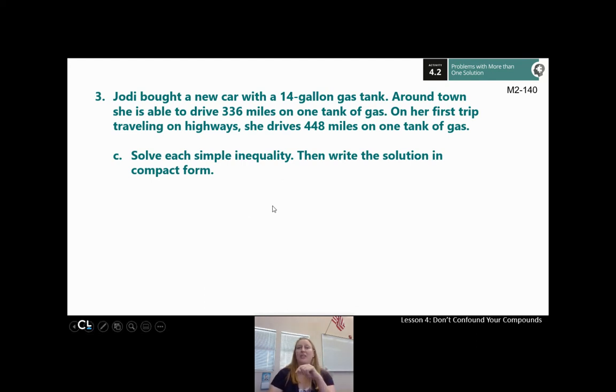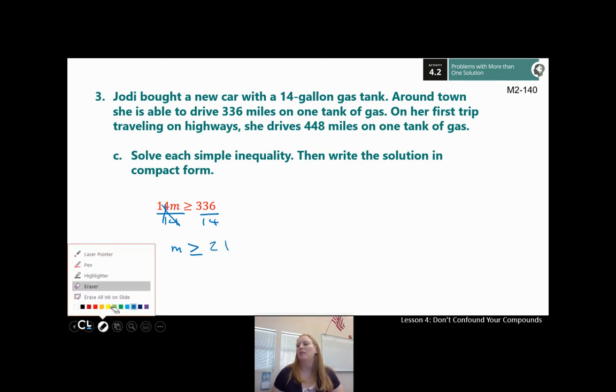All right, let's start with the first one, shall we? 14m is greater than or equal to 336. Fine, I'm just going to divide both sides by 14. Those cancel out, and this is why I need a calculator, because I don't have that memorized. We'll do 336 divided by 14. And I get 24. Hey, except for my pen, which is being a jerk. Don't be a jerk pen, be a nice pen. There we go.